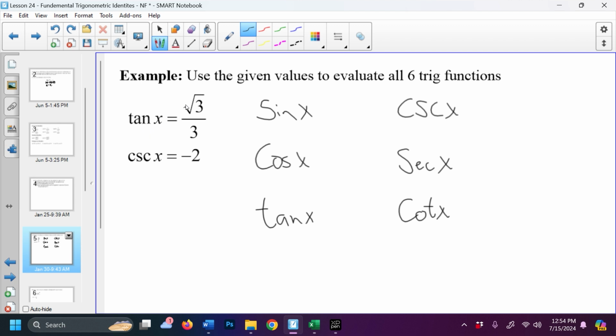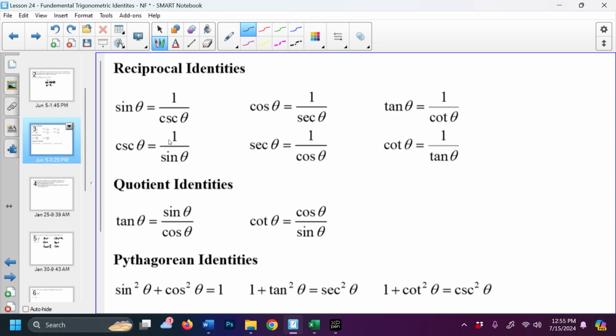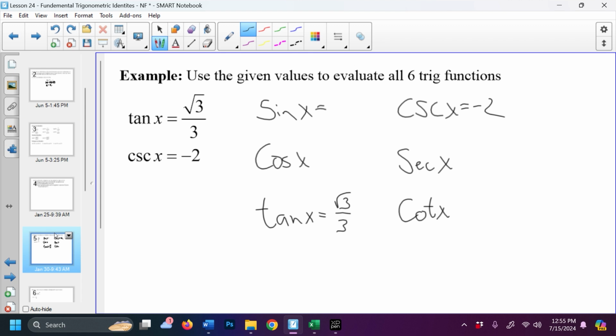I have the tangent of x is equal to the square root of 3 over 3, and the cosecant of x is equal to -2. Well, we can fairly easily solve for two of these other trig functions using just the reciprocal identities. Since cosecant is 1 over sine, we can say that the sine is the reciprocal of this -2. So we'll make this -1/2.